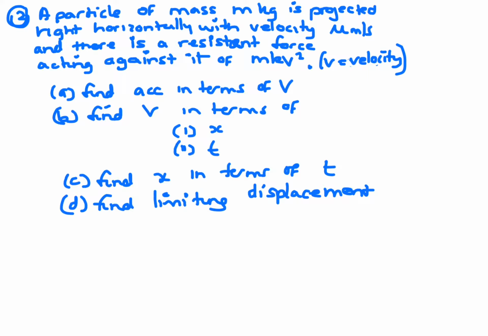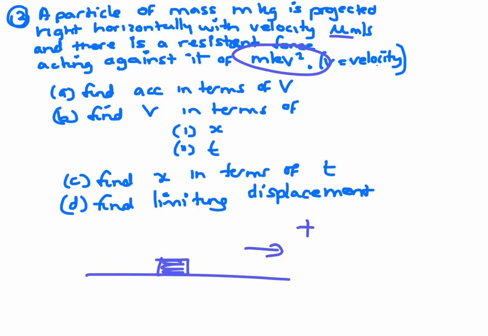Okay, so a particle of mass m kilograms is projected horizontally to the right with a velocity of u meters per second, and the resistance force is mkv squared. So here's your object, you're moving that way, that's positive, that's negative. The resistance force is mkv squared.